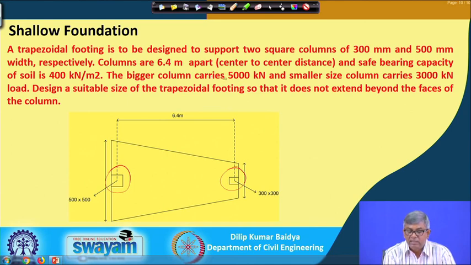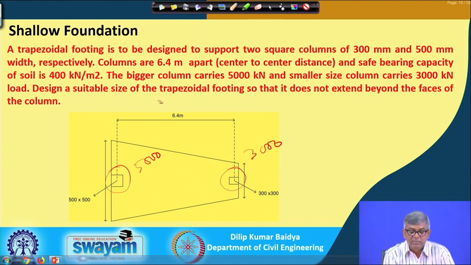That apart can be face to face, but it is mentioned center to center. That means center of this footing to center of this footing is 6.4 meter, and safe bearing capacity of soil is 400 kilonewton per meter square. The bigger column carries 5000 kilonewton load, and smaller size column carries 3000 kilonewton load. That means here actually 5000 and here it is 3000.